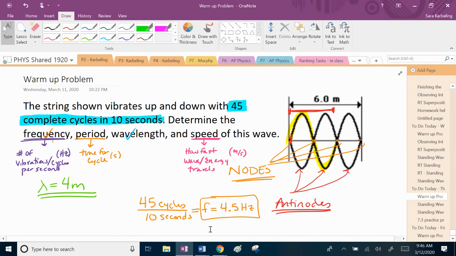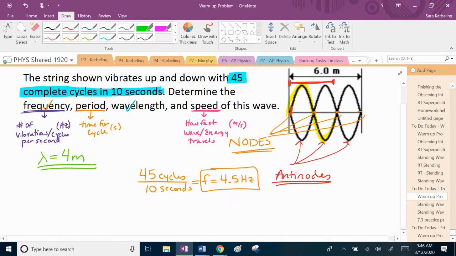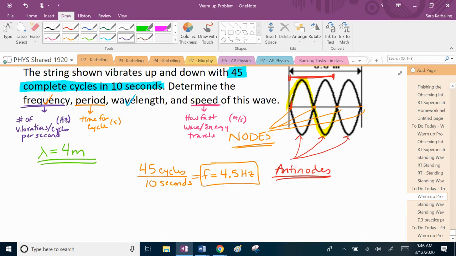All right. How do you find the period? 1 over F. It's true. I'm doing these in opposite colors. I'm sorry if that is confusing to you. But the period is equal to 1 over F. 1 over 4.5. You plug that into your calculator, right? What'd you get? 0.22. There's your period.